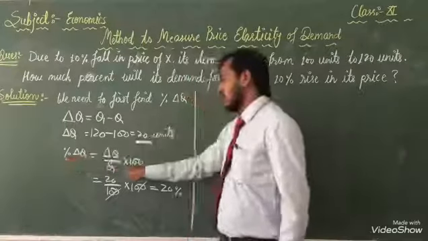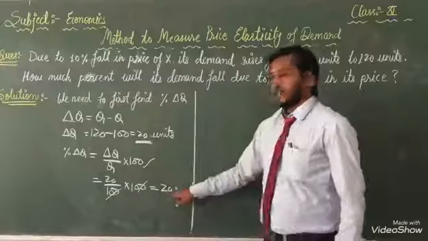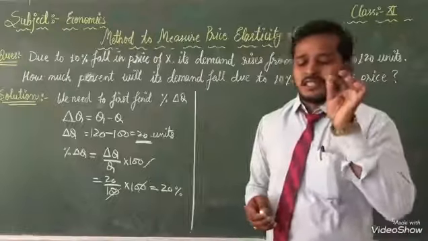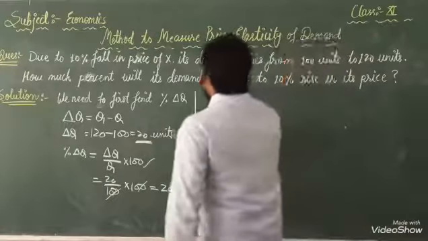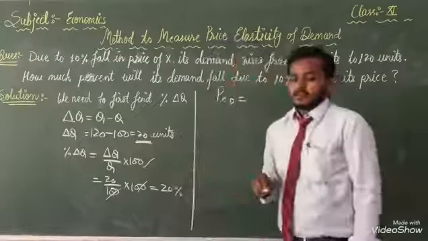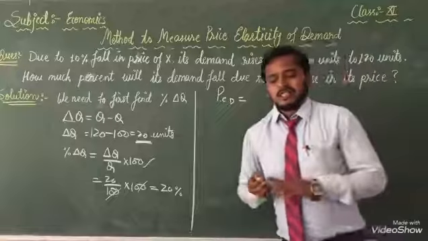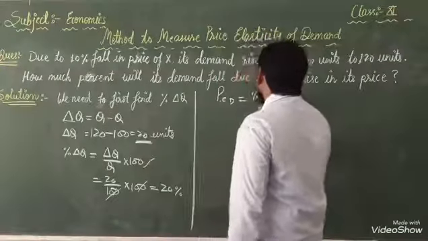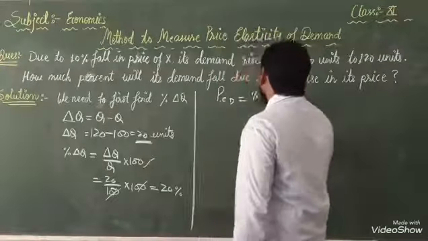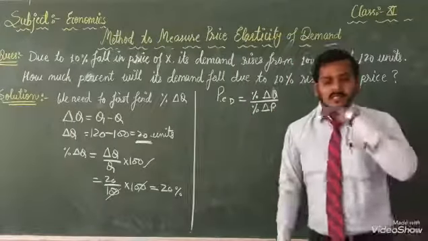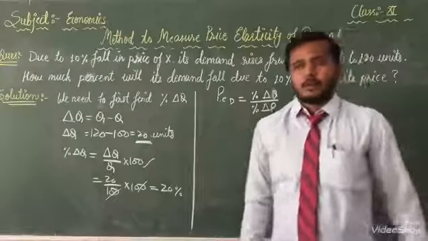Percentage we are calculating with the help of this formula, and we have got 20%. Now calculate price elasticity of demand. So now you know very well, same, percentage change in quantity demanded divided by percentage change in price, delta price. Same thing I had told with the help of the formula.